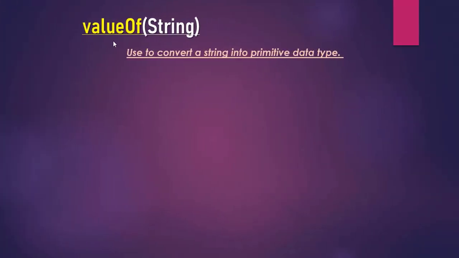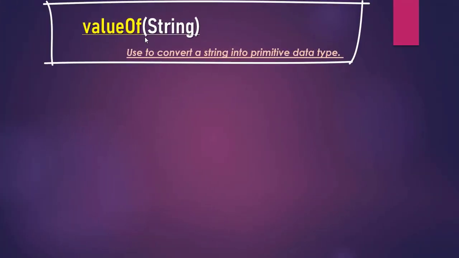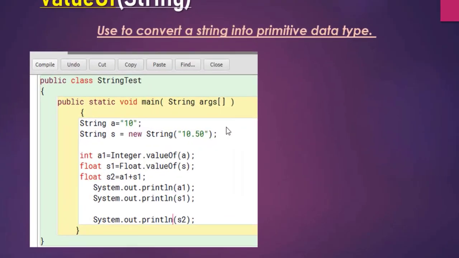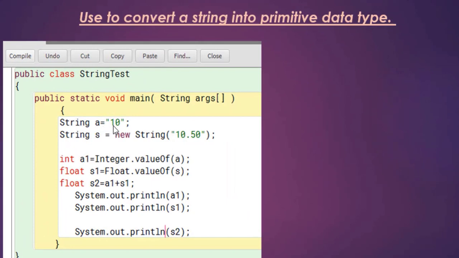The next function, that is valueOf function, is used to convert a string into a primitive data type. We know that if we write any number within double quotes, that will be treated as a string in Java, and that cannot be used for any arithmetical operation. But if we want to use those strings for arithmetical operation, we have to use valueOf function. See the example. Here A equals "10" within double quotes, S equals "10.5" within double quotes, means these two numbers are treated as strings in this case.